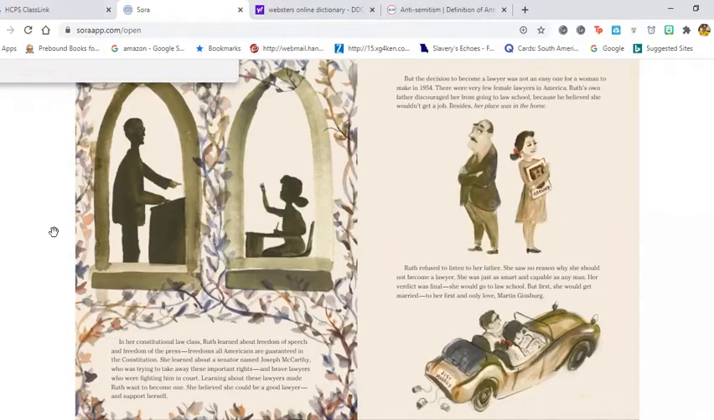Learning about these lawyers made Ruth want to become one. She believed she could be a good lawyer and support herself. But the decision to become a lawyer was not an easy one for a woman to make in 1954. There were very few female lawyers in America. Ruth's own father discouraged her from going to law school because he believed she wouldn't get a job. Besides, her place was in the home.